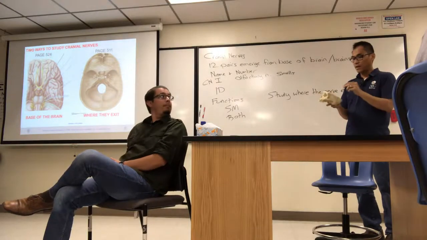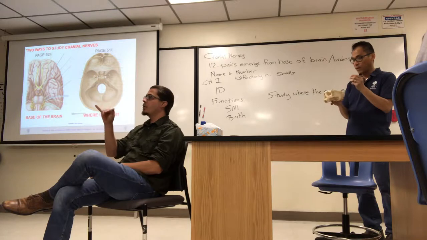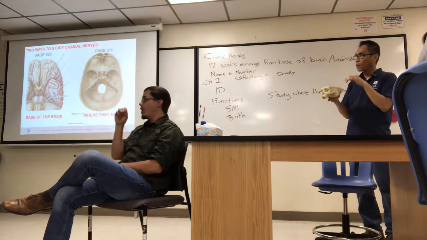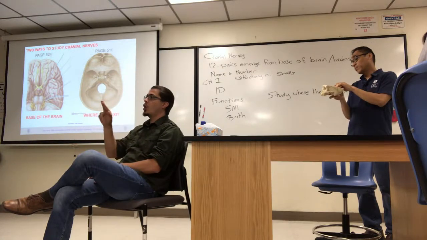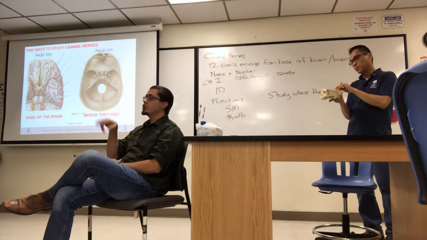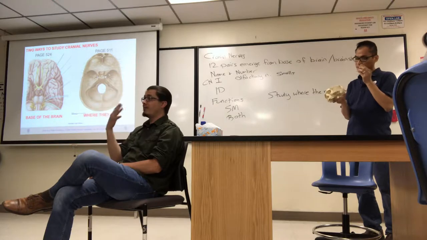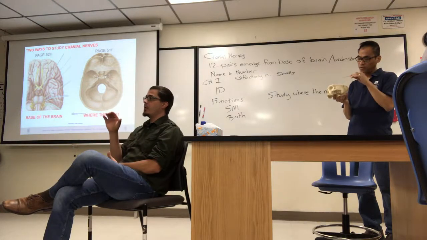Cranial nerve 1, olfactory, exits through the olfactory foramina of cribriform plate. Cranial nerve 2, optic nerve, exits through optic canal. Cranial nerve 3, oculomotor, that exits superior orbital fissure. 4 is trochlear, also exits superior orbital fissure. Cranial nerve 5, it has 3 branches. The first branch, ophthalmic, exits through superior orbital fissure.